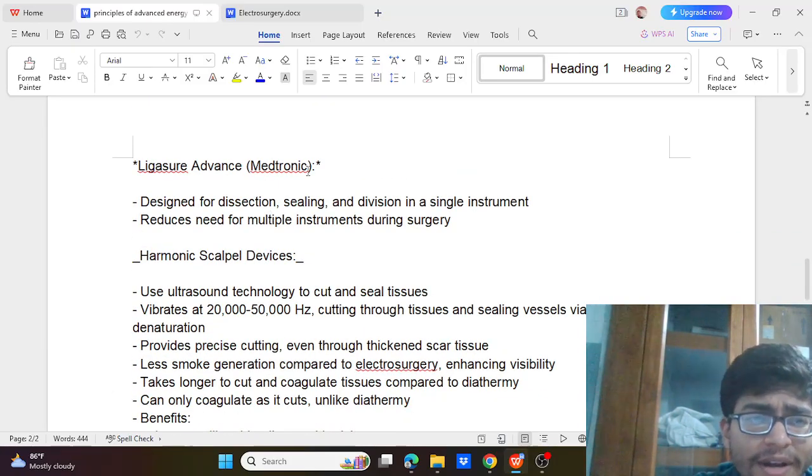Then LigaSure Advanced by Medtronic. It is designed for dissection, sealing and division in a single instrument, reduces multiple instruments during the surgery, so it saves time. So this is the added advantage.